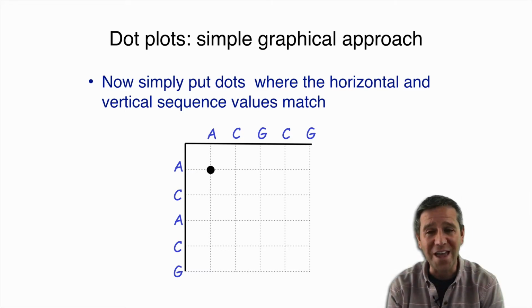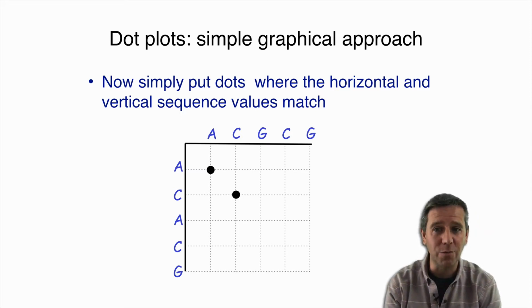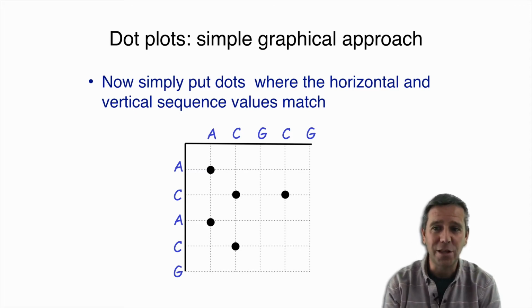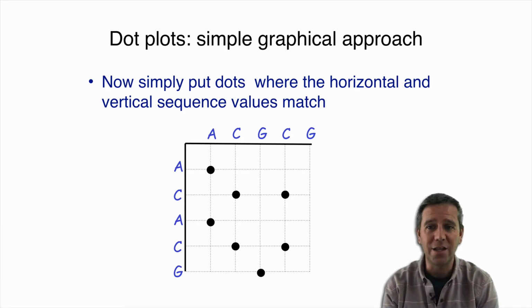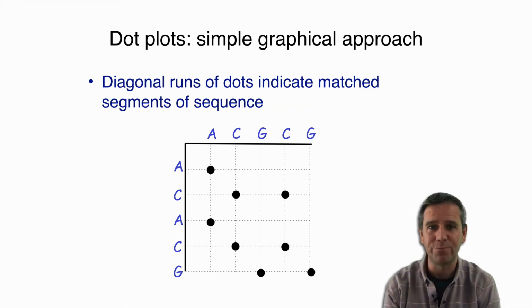We have our A with our A, so we put a dot, and then we go across, and the next match will be this C with a C. There's another C with a C here, and an A with an A, a C with a C again, a C with a C again, and a G with a G, and then finally one last G with a G. So we've placed all these dots in our dot plot, or our little alignment matrix here.